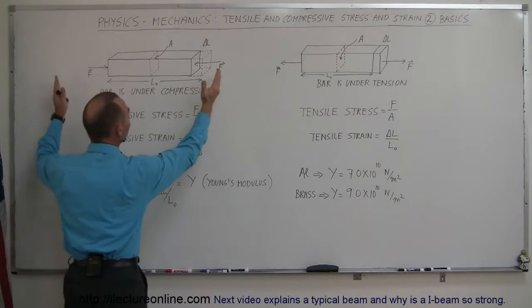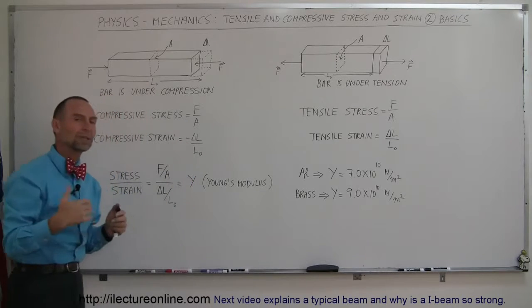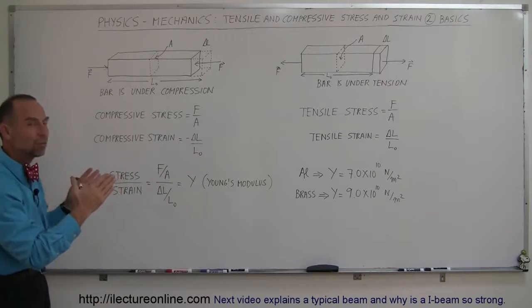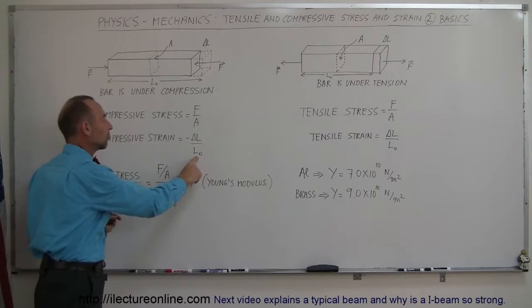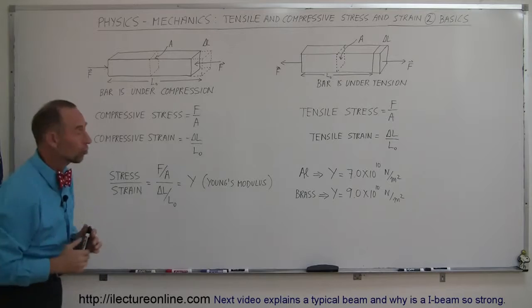And so by compressing the bar, we're making the bar a little bit shorter. That's the delta L. Notice when we make it shorter, we tend to use a negative because it's decreasing in length. And that would then be the original length. So that would be the ratio of the change in length over the original length, which is called the strain.